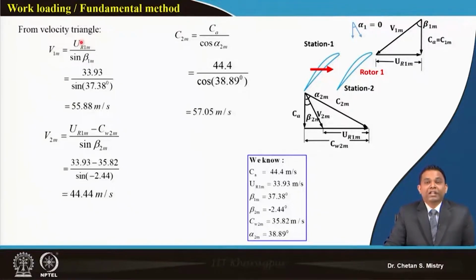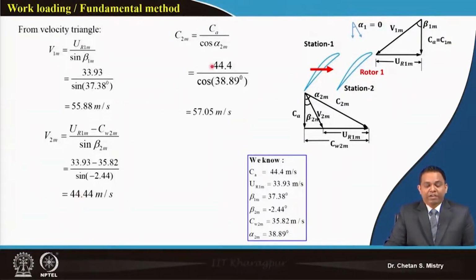So if we are considering the inlet velocity triangle, my relative velocity at the entry of my rotor can be calculated based on the sine component. That is given by u by sine beta, and that gives me my relative velocity at the entry as 55.85 meter per second. Same way, based on my outlet velocity triangle, we can do our calculation for relative velocity at the outlet, and this is the formulation for that. My outlet velocity is coming 44.44 meter per second.